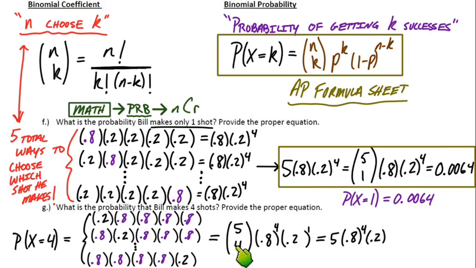Which simplifies to 5 times 0.8 to the 4 times 0.2, which is 0.04, or 0.4096, excuse me. So the binomial coefficient just tells us how many different combinations there are. In this case, there was 5, just like in this case, there were 5 as well. And then we do success probability to the power of however many successes there are, and then the failure probability to whatever's left over, how many failures there are.